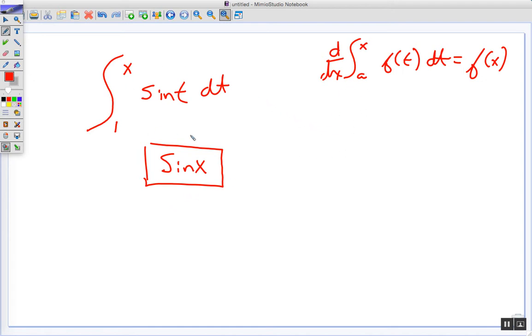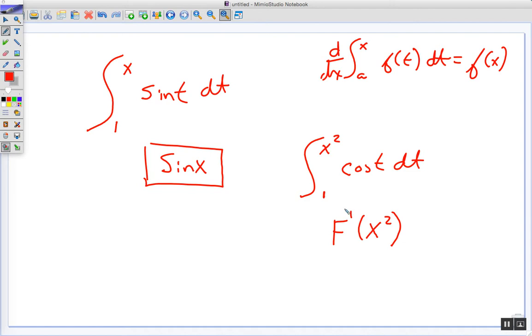So let's look at one where it's a little bit more complicated. Let's say this time we're going from 1 to x squared of cosine t. So this one's a little trickier because we are integrating instead of x, which is what our formula provides us with, we are deriving f of x squared. So we're just going to use the chain rule to deal with this.